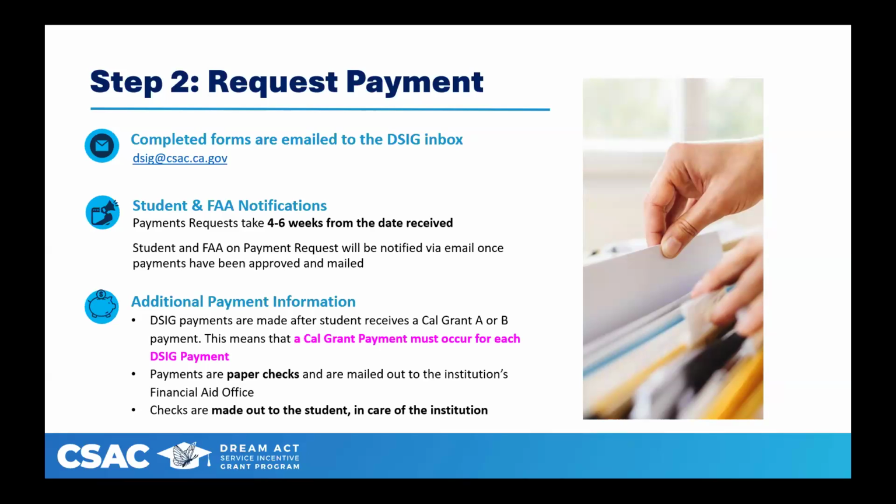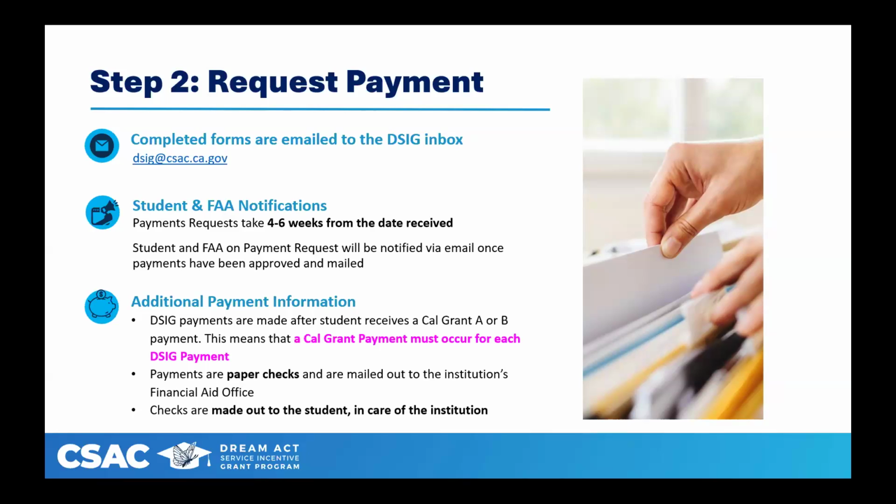However, with the model of needing to have a Cal Grant disbursement for each DSIG payment, they will need to wait to get their DSIG payment after a Cal Grant payment has occurred. So timing wise, it does take more of the entire school year to be paid the full DSIG amount. So just something to be aware of if you are working with students who are wanting to volunteer basically full-time July and August. Just make sure that they know they won't be getting that money all at once.